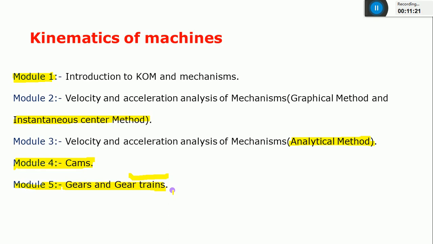So this is about the overall introduction or syllabus of this subject, that is kinematics of machines. The subject code is 18ME44. If you want, you can take a snapshot of this screen. Otherwise, you can use a screen recorder so that you can record this class, and whenever you want to revise, you can revise. So this is about module number 1, 2, 3, 4, and 5. If this is clear, today I'll start with the first module, that is Introduction to Kinematics of Machines and Mechanisms.